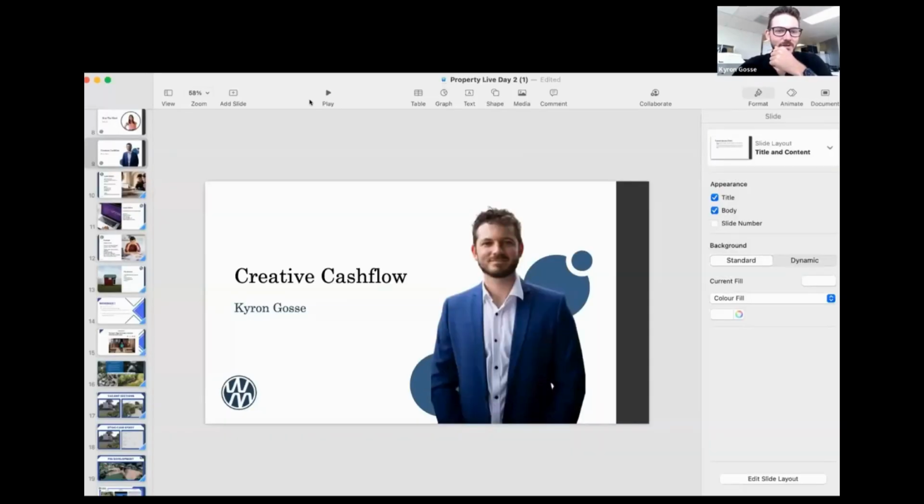Should we have a look at some creative cash flow strategies that you can utilize within your portfolio?